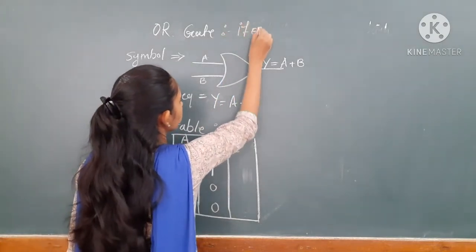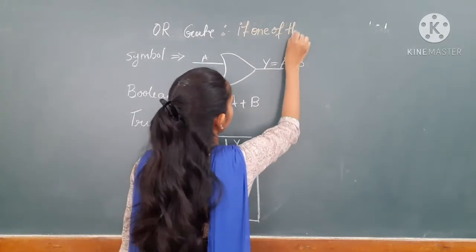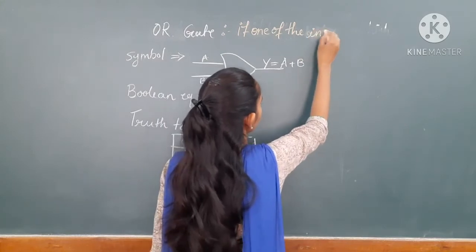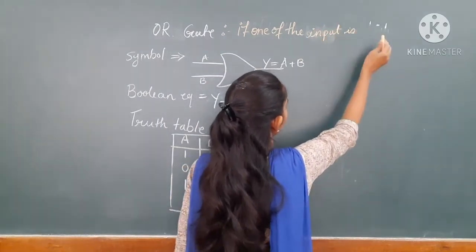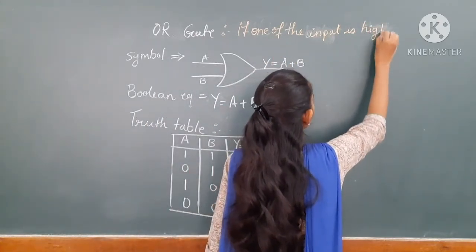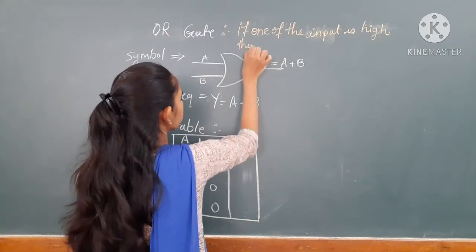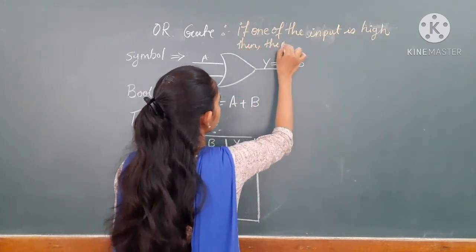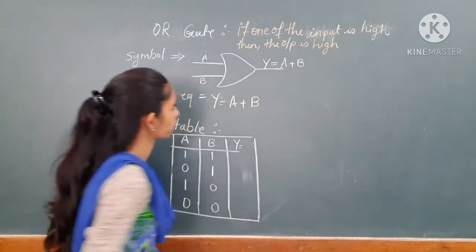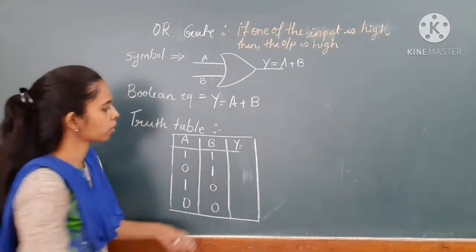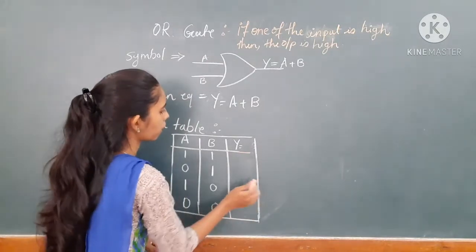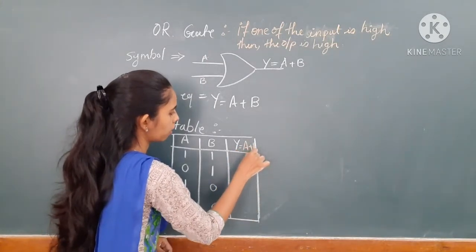If one of the inputs is high, then the output is high. Okay, so according to this, let us draw the truth table for the OR gate. What is the truth table for the OR gate? It is Y is equal to A plus B.